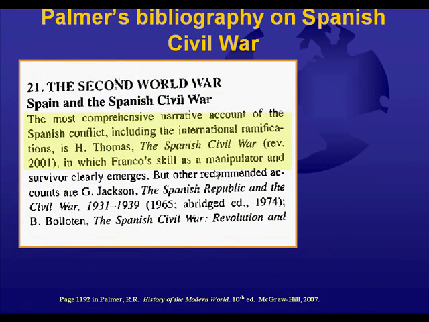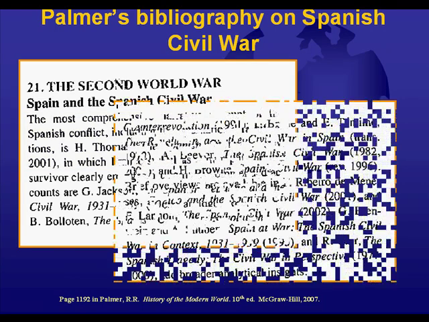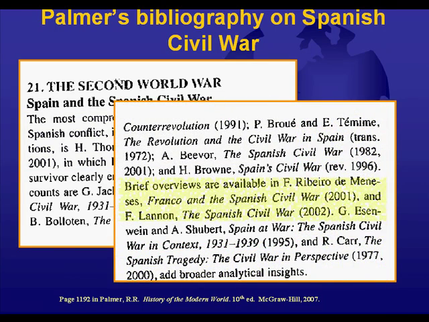In addition to this basic factual information, page 1192 of Palmer provides a core bibliography of suggested readings on the Spanish Civil War. There are about 24 sources listed in all. The bibliography notes that the most comprehensive English-language narrative account of the conflict is Hugh Thomas's Spanish Civil War. The other titles cited in Palmer provide coverage of various other aspects of the war and include several titles particularly recommended for brief overviews.